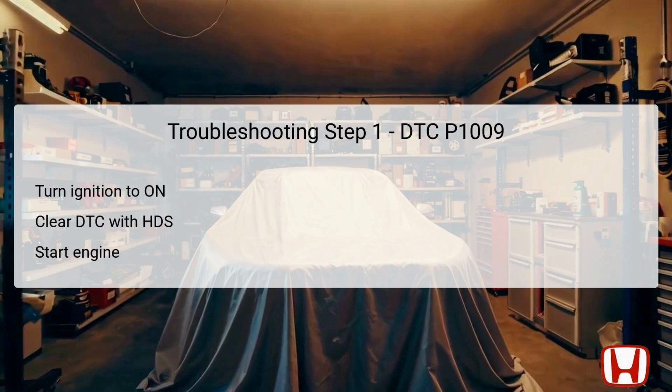The first step in troubleshooting DTC P1009 is to verify the problem effectively. Start by turning the vehicle's ignition to the on mode, ensuring all electrical components are functional. Next, use the Honda Diagnostic System HDS to clear the DTC stored in the engine control unit. After clearing, start the engine and check for any pending or confirmed DTCs. The purpose of this step is to establish a baseline before proceeding with further diagnostics.